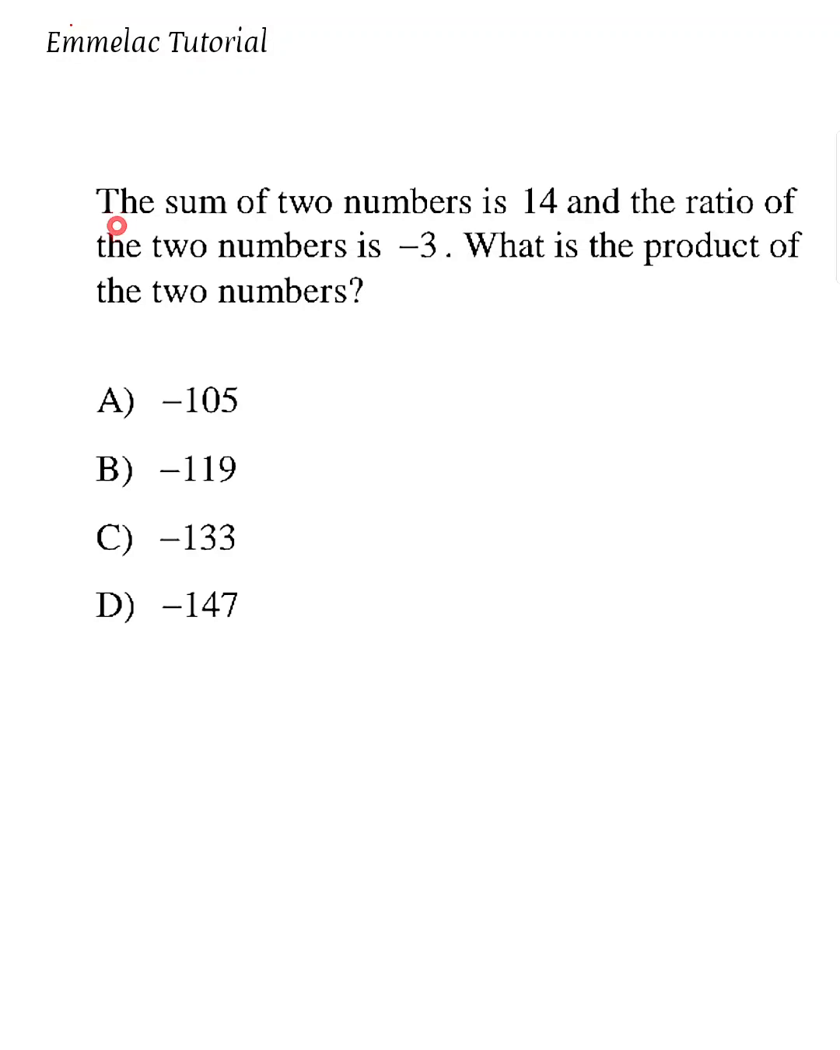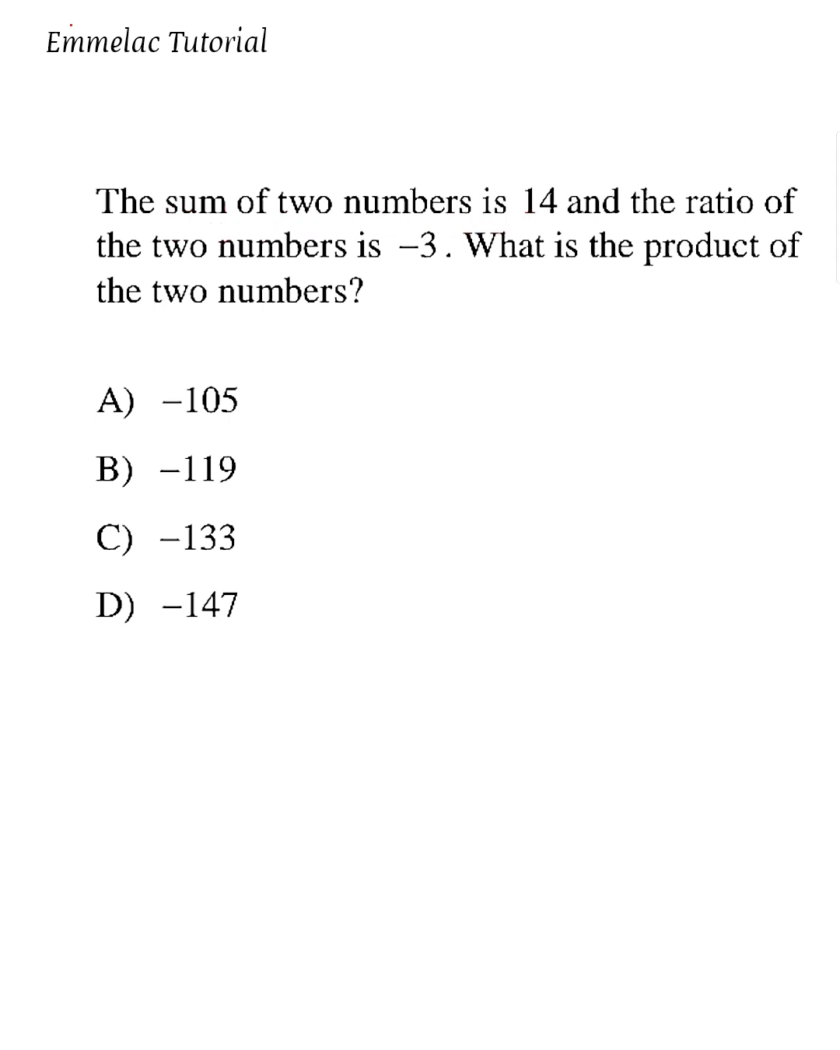The question reads that the sum of two numbers is 14 and the ratio of the two numbers is -3. What is the product of the two numbers? Very easy. Now here's how to go about it. We are told that the sum of two numbers is 14.